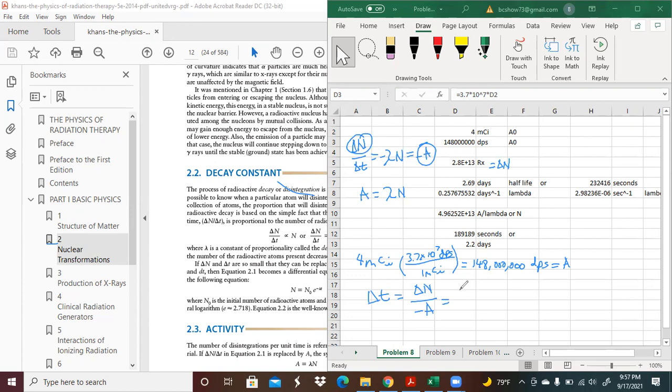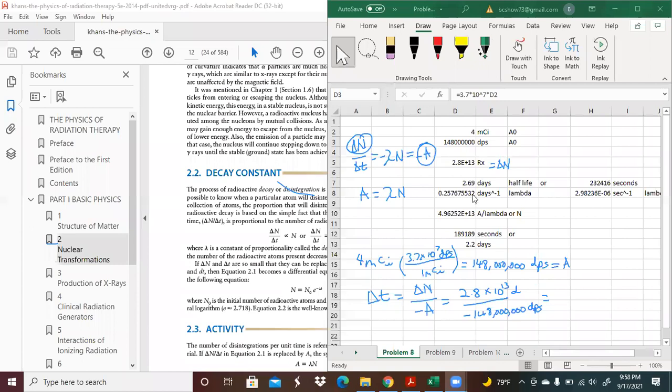So we should come up with 2.8 times 10 to the 13th, and that's the disintegrations. And minus the activity, we have minus 148 million, which is a lot to write out, but we know that is the disintegrations per second. If we divide disintegrations by disintegrations per second, we should end up with some value of time. If we don't, we've done something wrong.